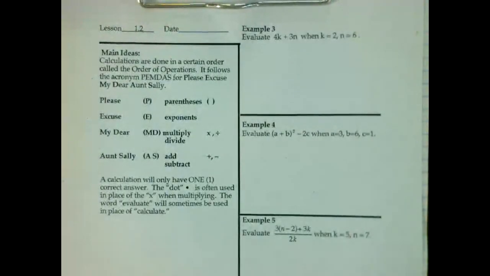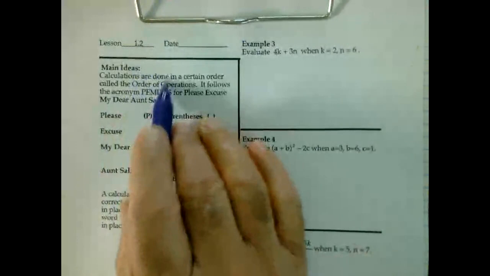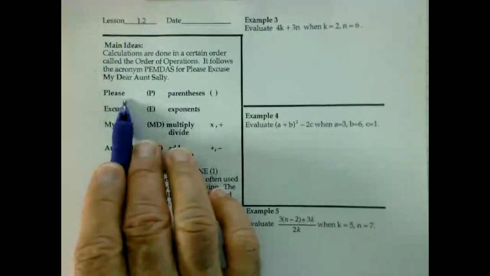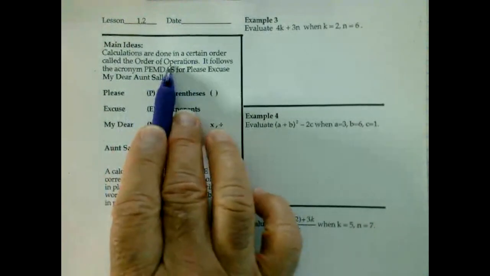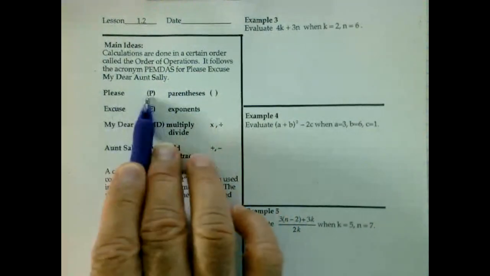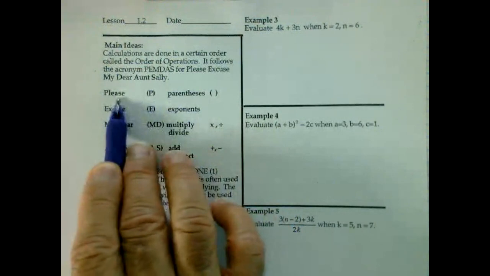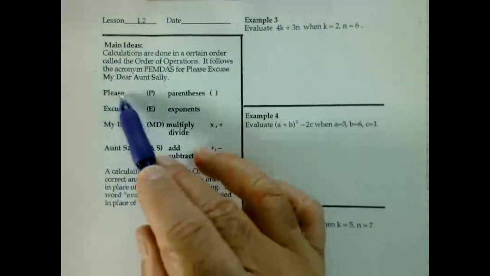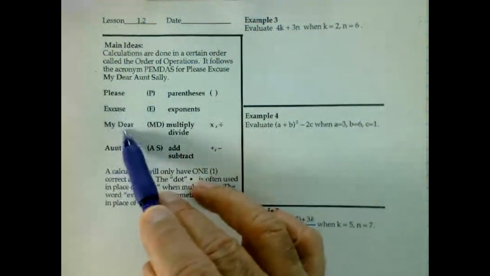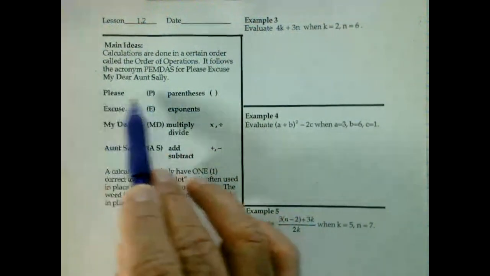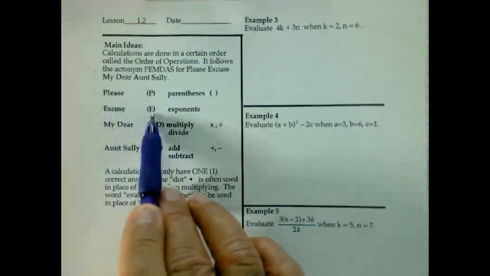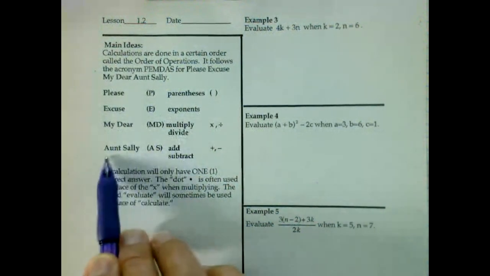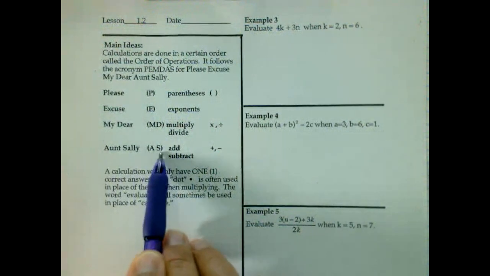This is lesson 1.2, everyone. These are the main ideas from your text. We're talking about what we call an order of operations. The P stands for parentheses, and many of you have heard this expression when you were in high school. Please excuse my dear Aunt Sally. P for parentheses, E for exponents, My Dear for multiply and divide, and Sally was add and subtract.